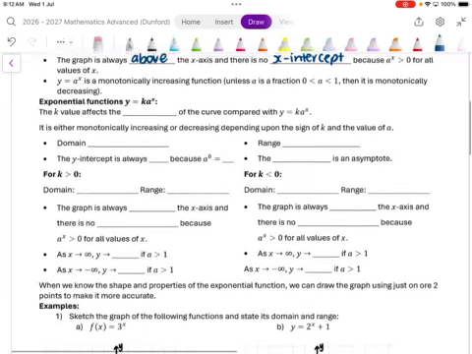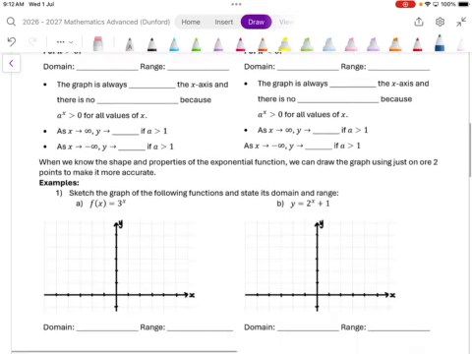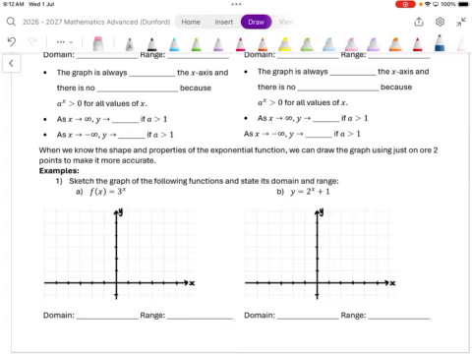Now, we'll jump back to exponential functions y equals k a to the power of x in a second. But what we're going to do to start off with is have a look at how to sketch the following functions and state their domain and range. So for our function f(x) equals 3 to the power of x, we have that our y-intercept is at 1. So at 1, we're going to have a y-intercept there.